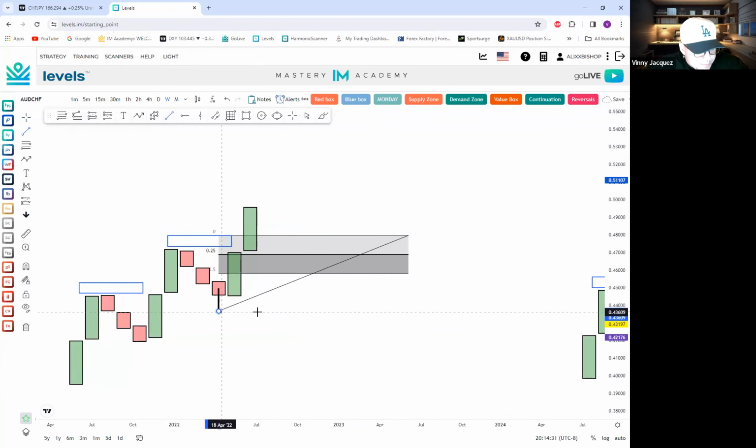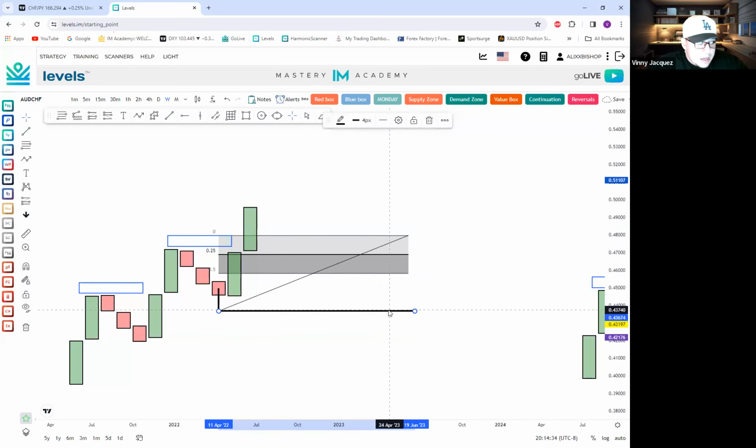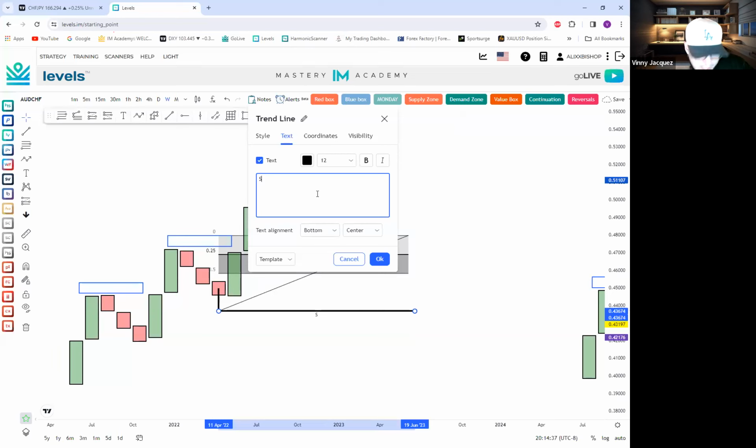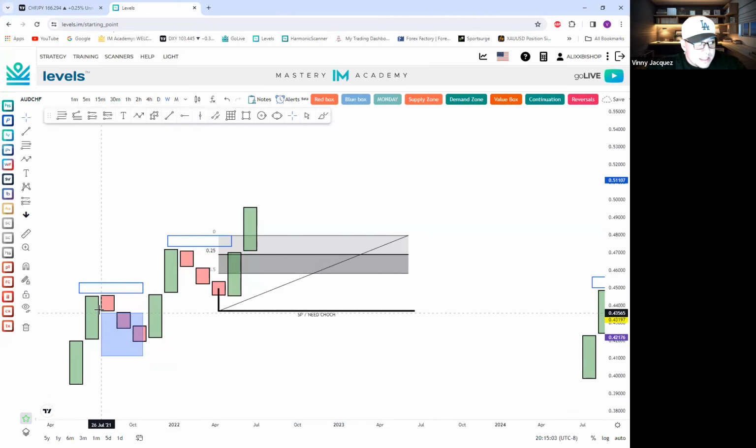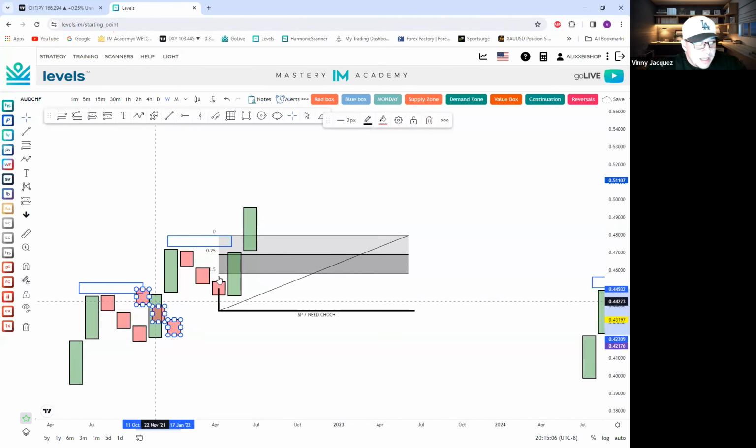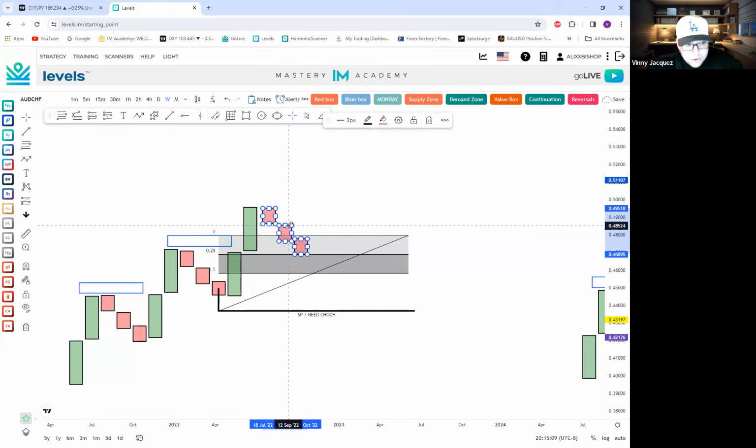The new level system, this is going to be so dope. It's going to draw a line that says SP needs change of character. This is what it's going to look like. There's going to be a line right here. As soon as you press the blue box, boom, a blue box is going to pop up and show you where your starting point is. It's going to tell you it needs change of character. So until we get a change of character, guys, we should only be looking for buys. Right, this is so dope. I'm telling you, levels is literally telling you what you should be looking for.